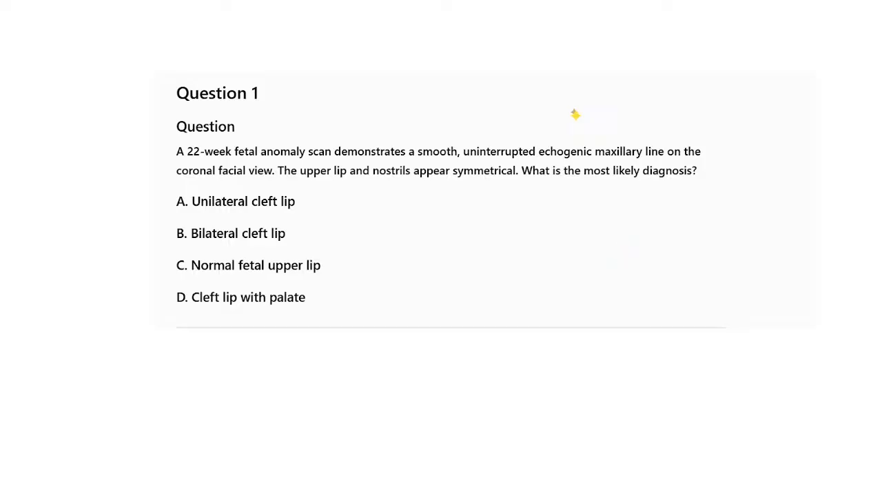A 22-week fetal anomaly scan demonstrates a smooth, uninterrupted echogenic maxillary line on the coronal facial view. The upper lip and nostrils appear symmetrical. What is the most likely diagnosis? A. Unilateral cleft lip. B. Bilateral cleft lip. C. Normal fetal upper lip. D. Cleft lip with palate.